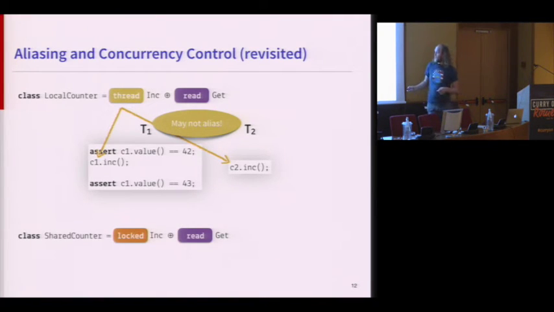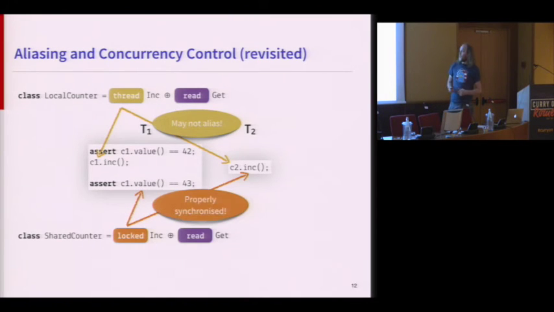Using the same traits, we could build a shared counter that is implicitly synchronized by locks. And so we would know that all of these accesses would be properly synchronized. So there might be high-level data races, we might not have determinism, but we are guaranteed to be free from data races.